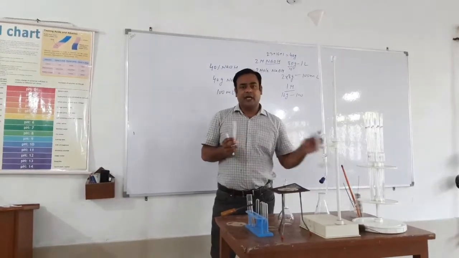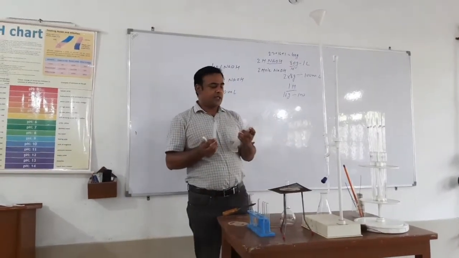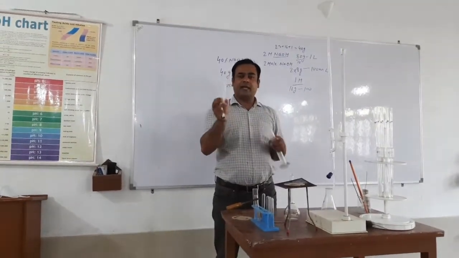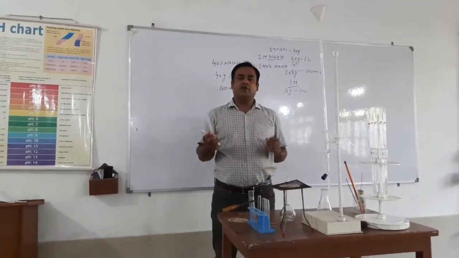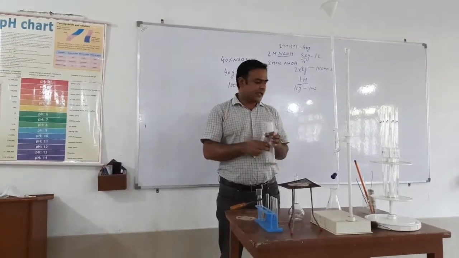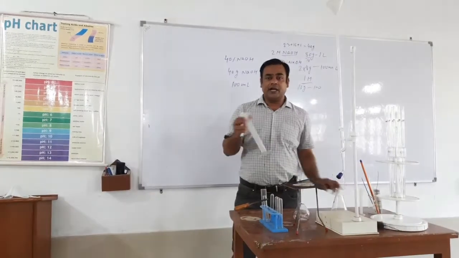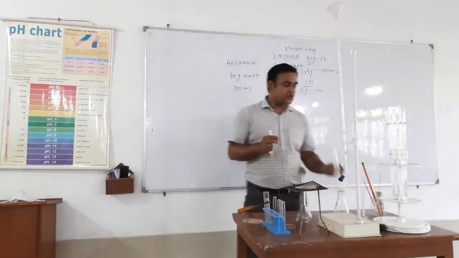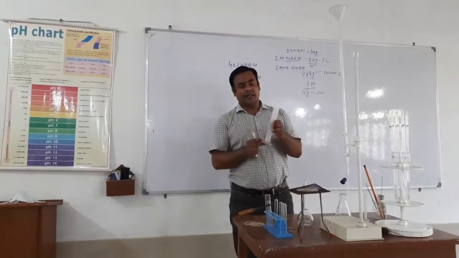In our lab we have 2 varieties of measuring cylinder, one of 100 ml and another of 10 ml. Sometimes we need a very small volume, in that case we use this 10 ml measuring cylinder, and when we need 100 ml, in that case we use this one. So this is basically the measuring cylinder.